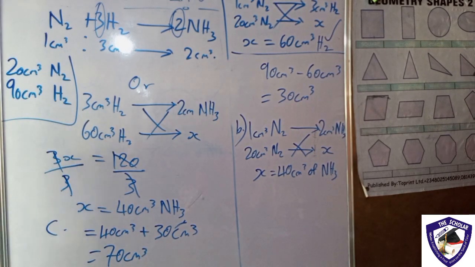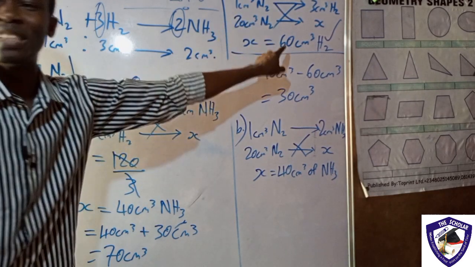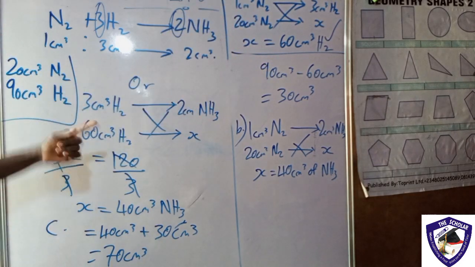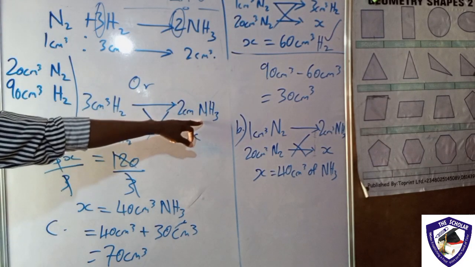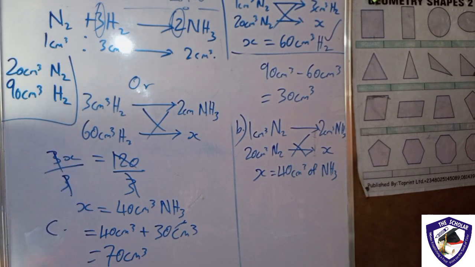Some questions just ask you to calculate the total volume of the gas formed. For you to calculate the total volume, you have to first calculate the volume of the excess gas. After calculating the volume of the excess gas, you calculate the volume of the product formed. Then you can go on to calculate the total volume.